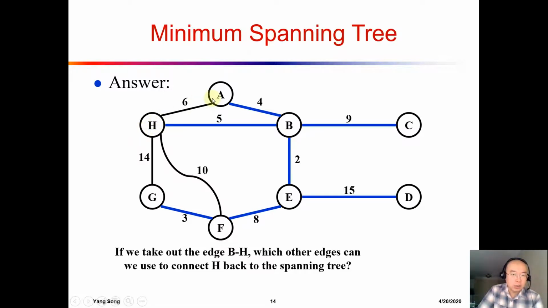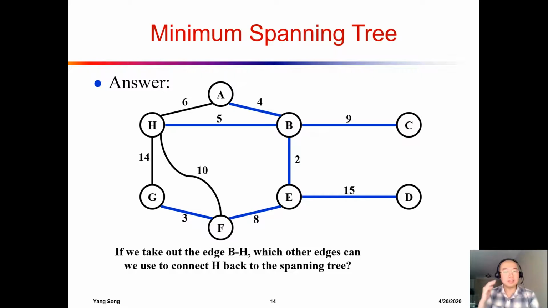So H connects to A. Connecting H to A, the cost is 6. So 6 is higher than 5, right? So in this case, if we don't want to use this one, we drop this line and use this line, and this is still a spanning tree because we have all the nodes connected. We are reusing the edges from the graph. However, it is not an MST, because using this line with the weight of 5 will minimize the total weight of the MST, right?